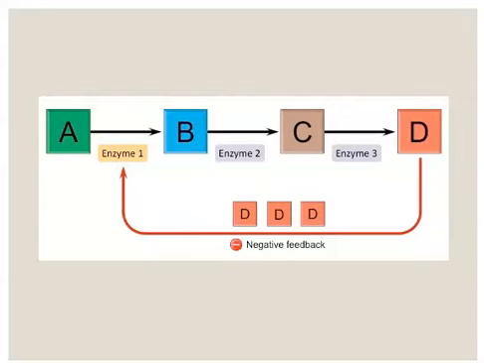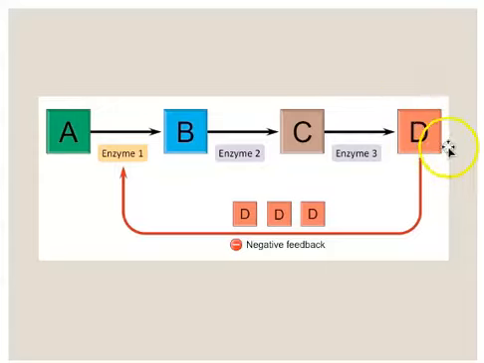Here is a series of reactions. We're shown some kind of molecule called A is being transformed into a molecule called B with enzyme 1. And then B is being acted on by enzyme 2 to create C. And then C is being acted on by enzyme 3 to create D. So a series of reactions is going on, just like in glycolysis, with a series of enzymes being involved.